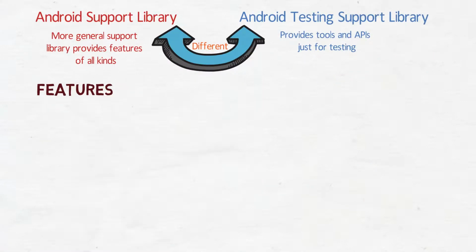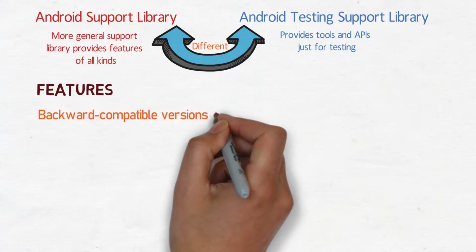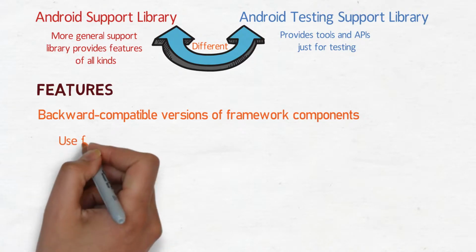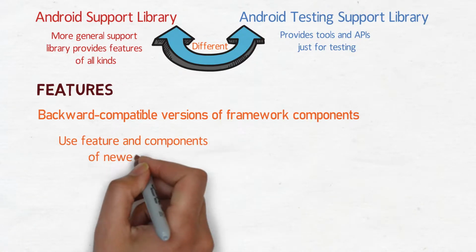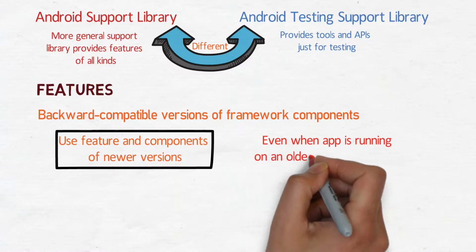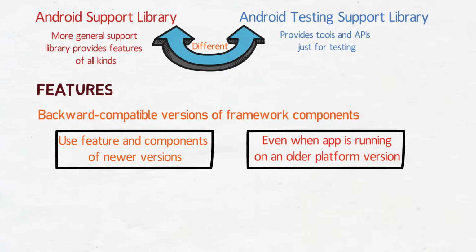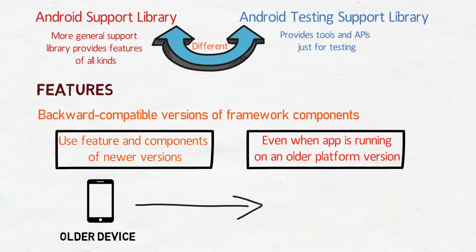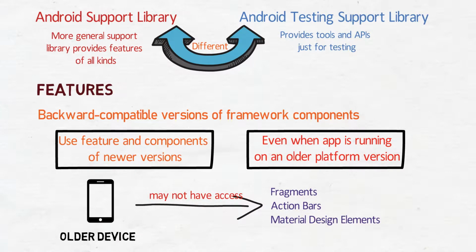The features of the Android support library include backward compatible versions of framework components. These compatibility libraries allow you to use features and components available on newer versions of the Android platform even when your app is running on an older platform version. For example, older devices may not have access to newer features such as fragments, action bars, or material design elements. The support library provides access to those features on older devices.